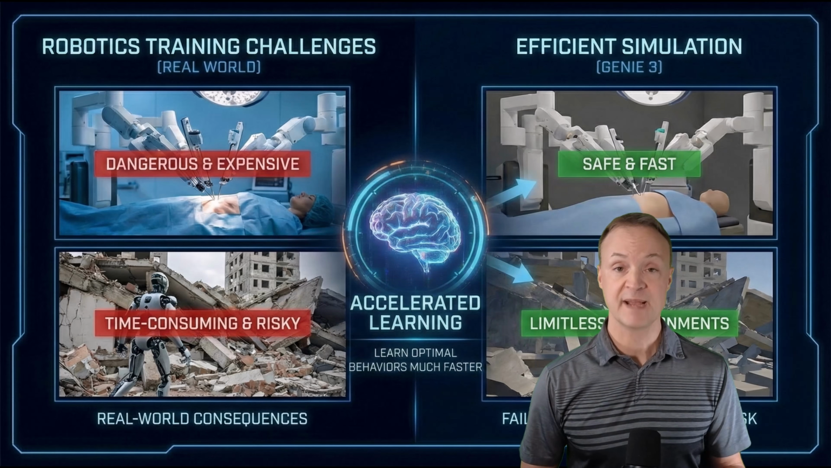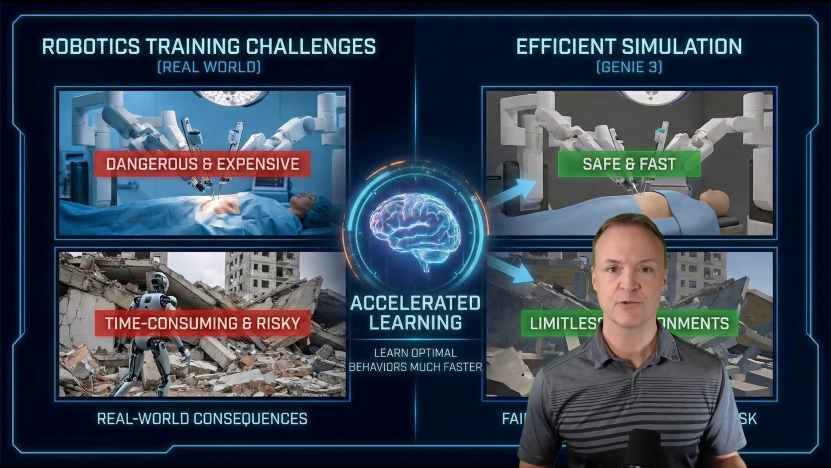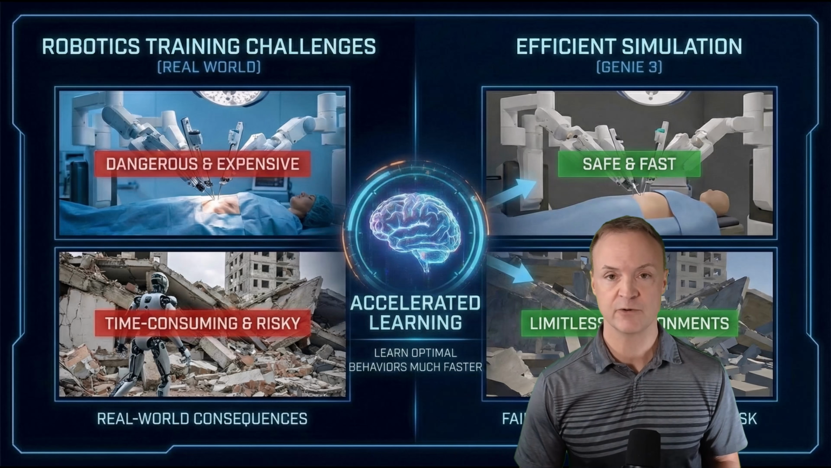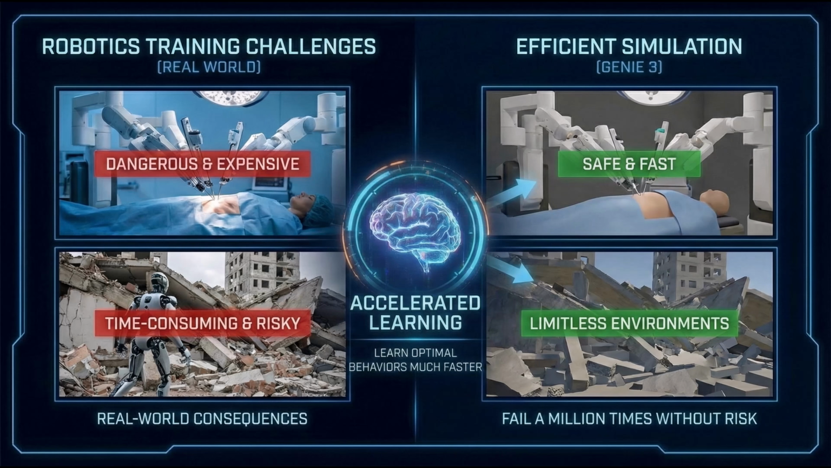Robotics is another massive beneficiary. Imagine teaching a robot to perform a complex surgery or navigate a disaster zone. Doing this in the real world is expensive, dangerous, and time-consuming. With Genie 3, you can create limitless simulated environments to train robots with incredible efficiency. They can fail 1,000,000 times in simulation without any real-world consequences, learning optimal behaviors much faster.